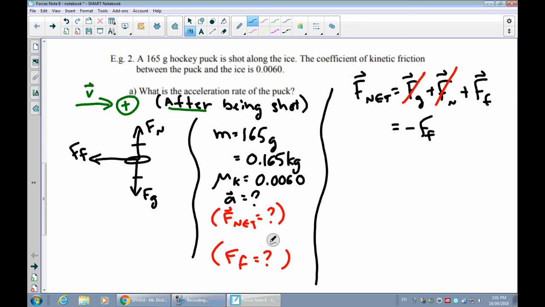Now, we are not actually given how much frictional force there is. And so a quick little aside to remember is that frictional force can always be calculated by taking your mu and multiplying by normal force. We've seen that equation before.